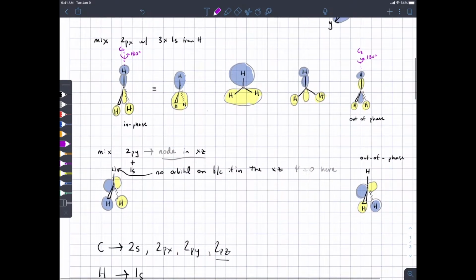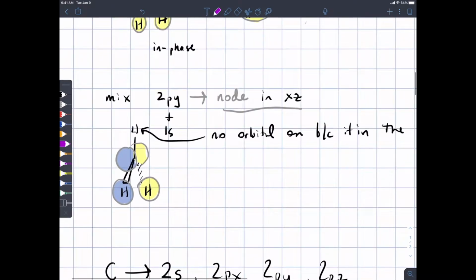How about the 2py orbital? What if we do the C2 symmetry, the C2 axis of symmetry, we take the hydrogen in the front and rotate it to the back? Does that still keep the rule?